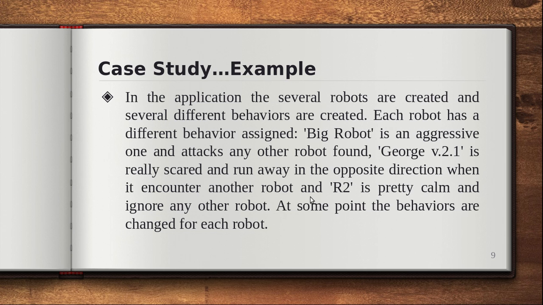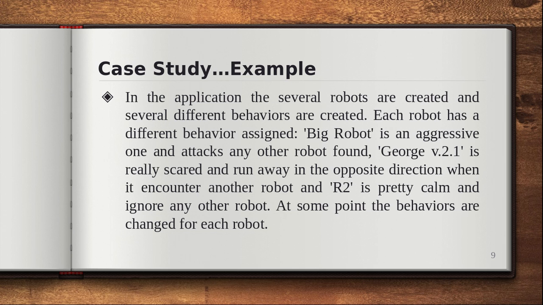After that, you can see here the third case study is there. In the application, several robots are created and several different behaviors are created. So each robot has a different behavior assigned. There are 3 robots in this case study. The first one is Big Robot. Big Robot is an aggressive one and attacks any other robot found.